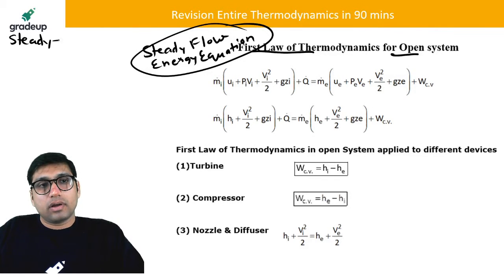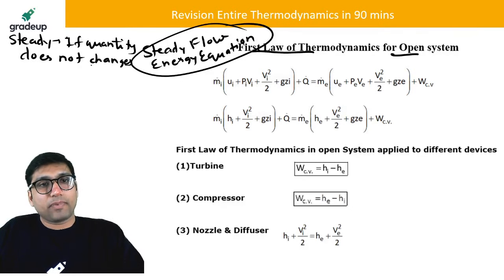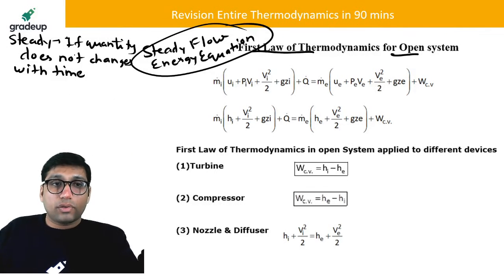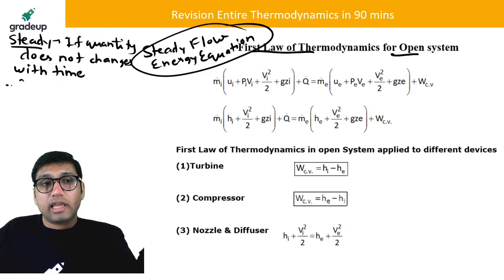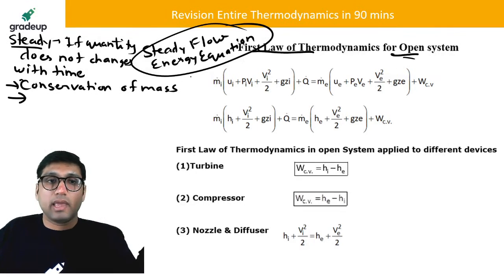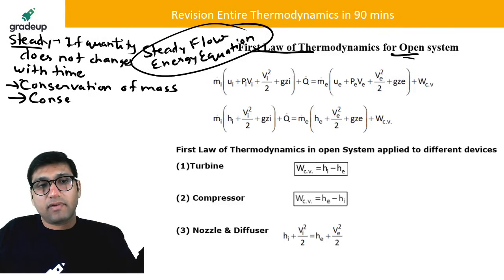Something which does not change with time. If your quantity does not change with time, then it is called steady. Something which does not change with time is called steady. Okay. So in steady flow analysis, two things will be followed. One is conservation of mass. Mass will be conserved in steady flow energy equation analysis in open system. Another is conservation of energy. Energy will be conserved.